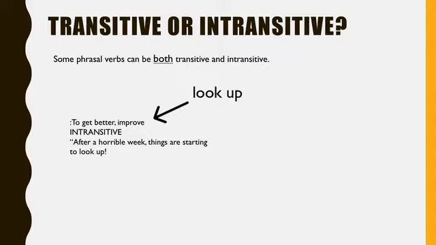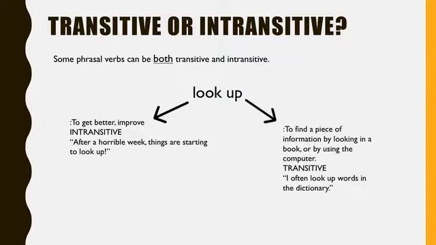But if we look at the second meaning, to find a piece of information by looking in a book or by using a computer, the phrasal verb here is transitive. If we don't have an object, it doesn't make any sense. For example, I often look up words in the dictionary.